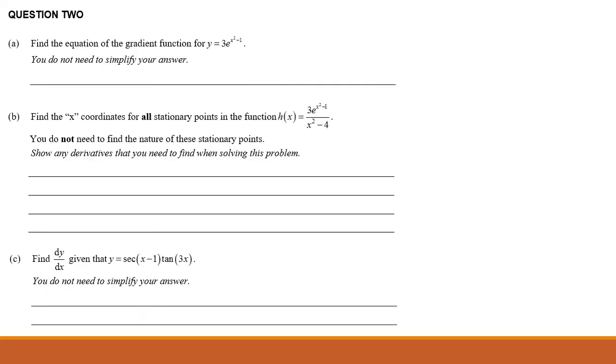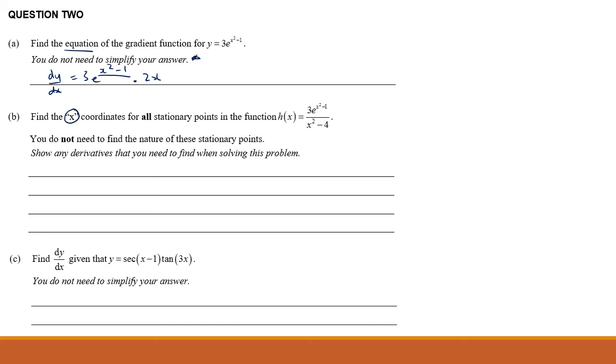Okay, question 2 now. What have we got here? Find the equation of the gradient function. So we've got dy by dx, the equation of the gradient function. That's going to be 3e^(x squared minus 1) times the derivative of that, which is 2x. I do not need to simplify, so there's my answer.